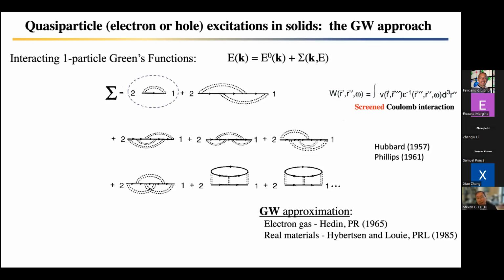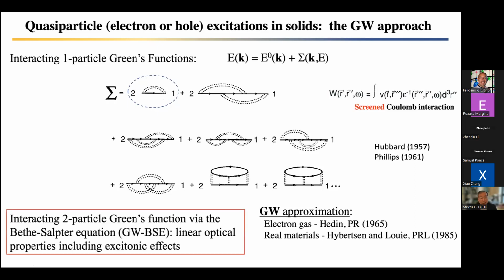And it turns out that for many materials, not all materials, it's really sufficient for the electron-induced self-energy to just take the first diagram in this expansion. And this is called the GW approximation. One could do the same trick also for the interacting two-particle Green's function to obtain the optical property. If you do that, this is called the GW Bethe-Salpeter equation approach, then you could get out the linear optical properties, including excitonic effects.